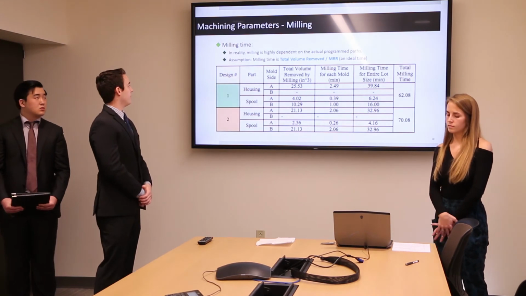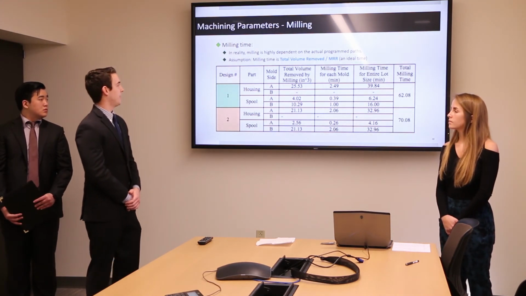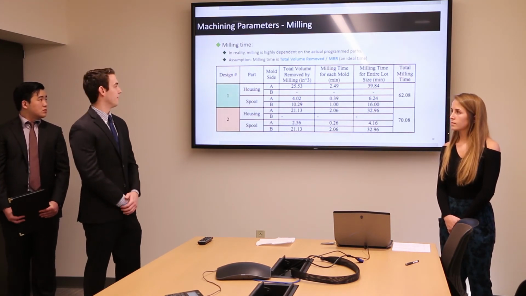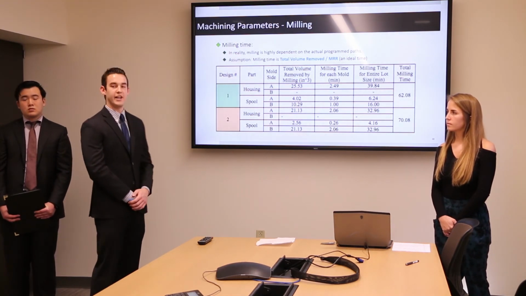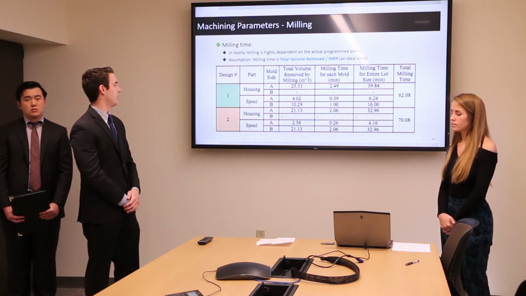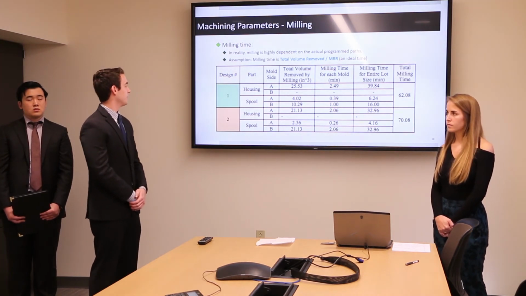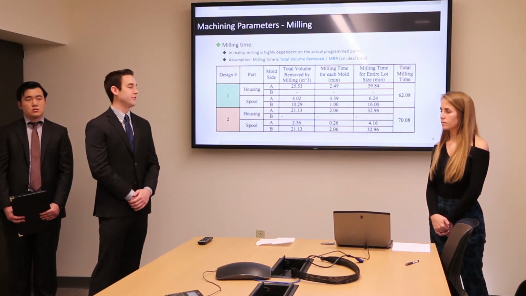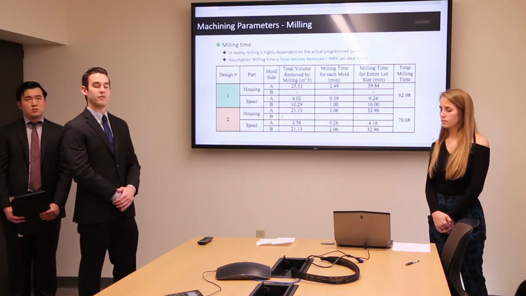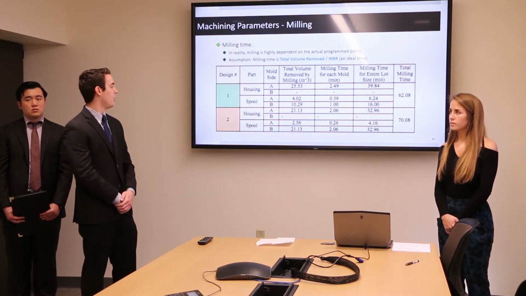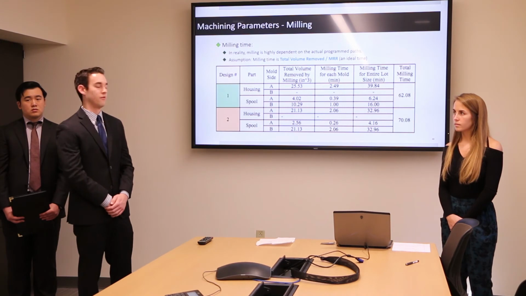So for our milling parameters for design 1, housing side A, our total volume removed was 25.53 inches cubed. For spool side A, it was 4.02 inches cubed, and for spool side B, it was 10.29 inches cubed. For design 2, you can see that the housing side A decreased to 21.13 inches cubed. Spool side A decreased to 2.56 inches cubed, while spool side B actually increased to 21.13.